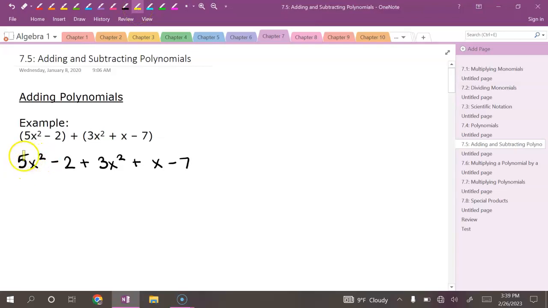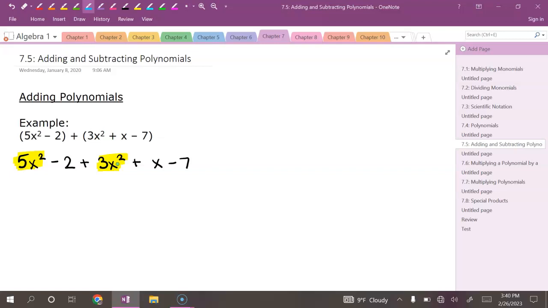I see right away that I have a 5x squared. So I look through the rest of my list here and I try to see if there's any other x squareds. And I see this one that says 3x squared. So I'm going to end up putting those two terms together. If I add them, 5x squared and 3x squared, you only add the numbers in the front. You're not going to add x squared and make that become x to the fourth, because we're not multiplying them, we're just adding.